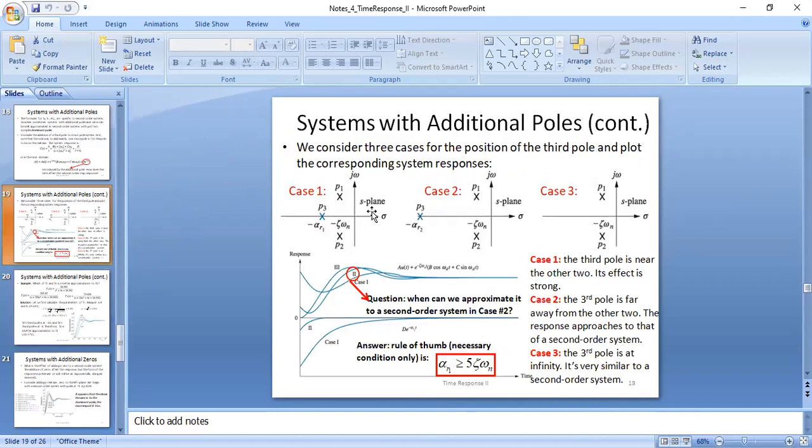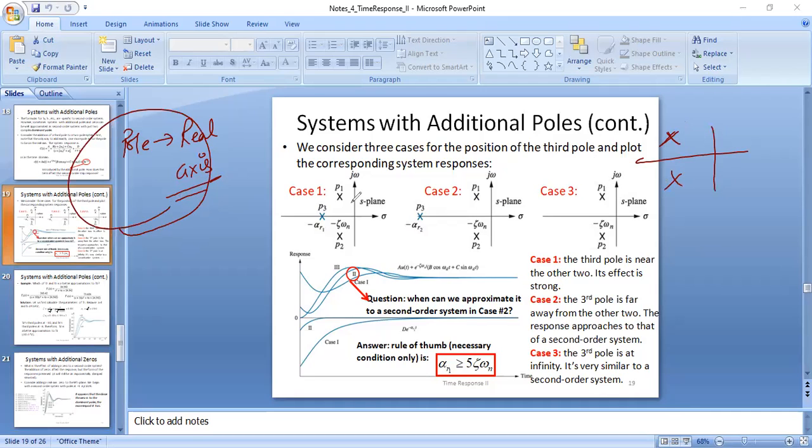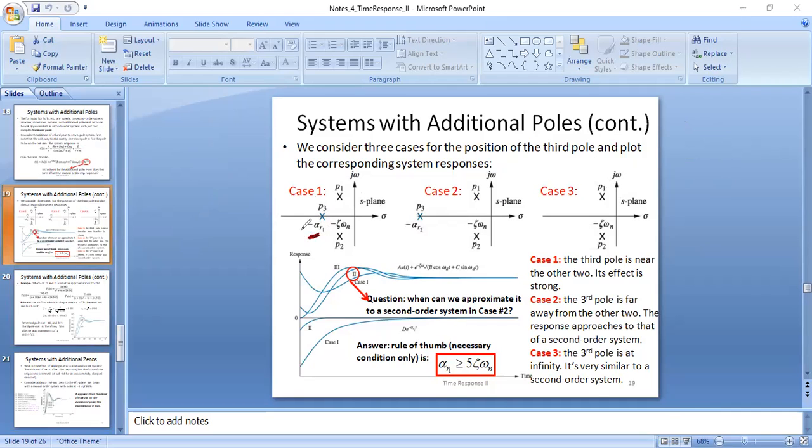So we have considered three cases here for the position of the third pole, and as I told you, your pole would always be on the real axis. Why on the real axis? Because if it is complex, then you know that complex roots always occur in pairs, right? So that's why we always need our pole on the real axis. Now see, suppose our pole is added here. Case 1 is this.